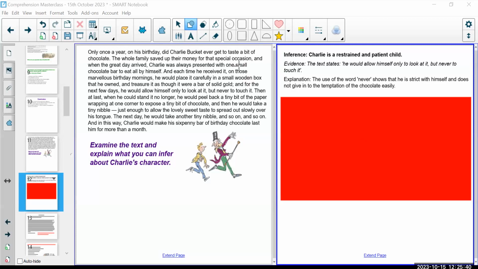Just looking through to see if there's any other answers that I want to read out. Charlie can control himself and can discipline himself. Evidence, only once a year on his birthday did Charlie Bucket ever get to taste a bit of chocolate. The word ever makes this quote dramatic. Good, yes. The quote only once a year tells us that his family are poor and can't get them very often. Yeah, that's good.